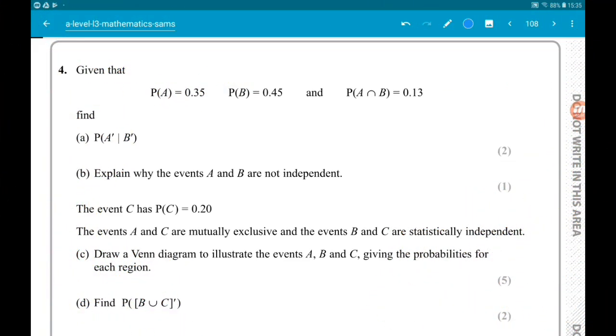Okay, number 4. Given that probability of A is 0.35, probability of B is 0.45, and the probability of the intersection is 0.13. Find part A, the probability of not A given not B. Okay, so I'm going to whack these in a Venn diagram.